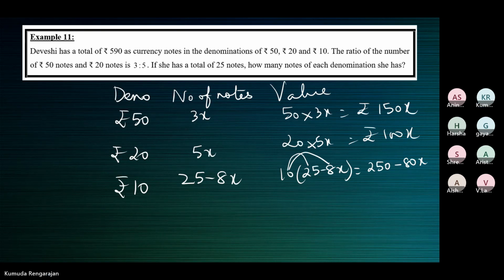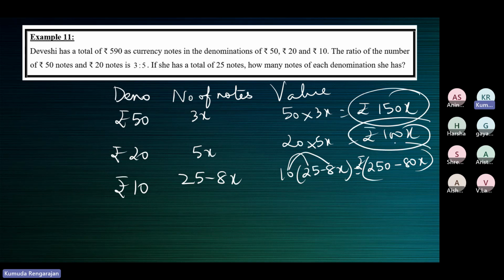Yes or no? So this is the value of money. When you add all these three, it will be equal to 590 rupees, because the total value of money is 590. So how do you find the total value of money? 150x plus 100x plus 250 minus 80x. This is the value of all the 50 rupee notes, this is the value of all the 20 rupee notes, and this is the value of all the 10 rupee notes. When you add all these three, that will be equal to 590.